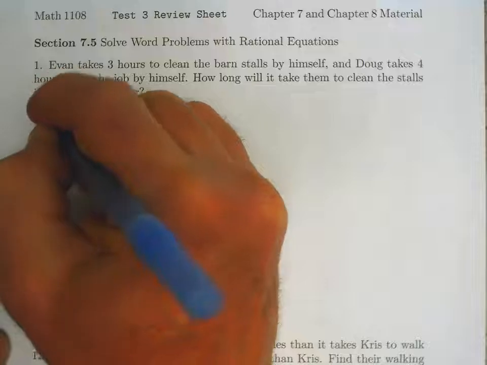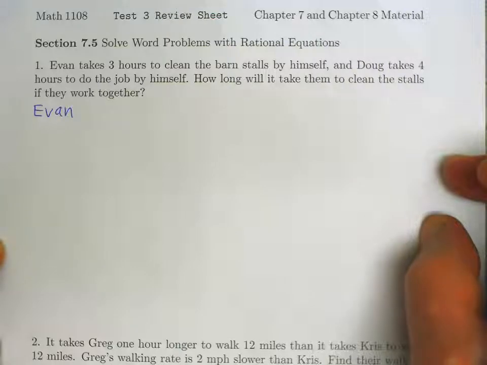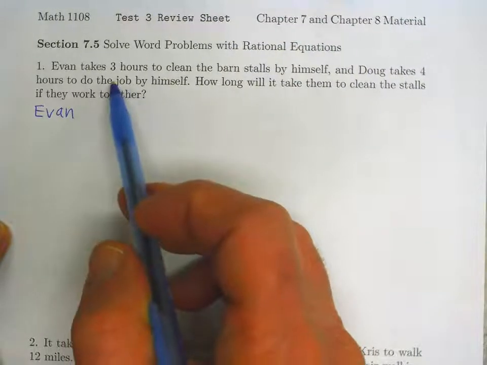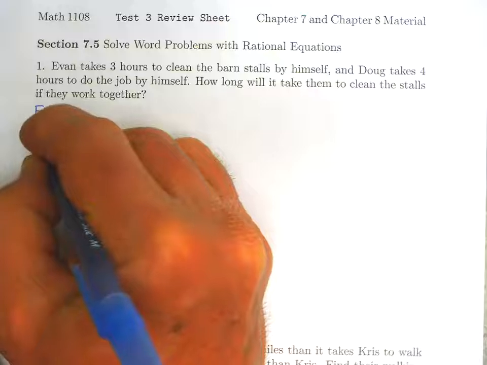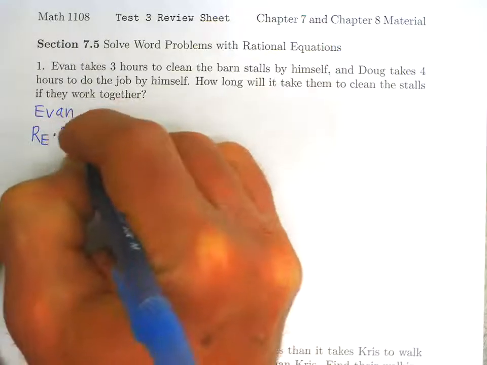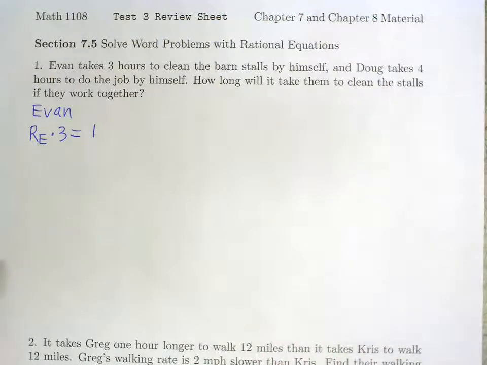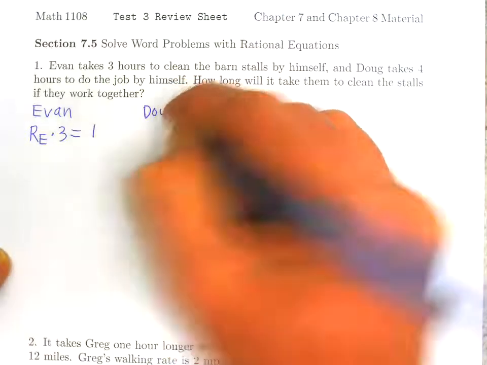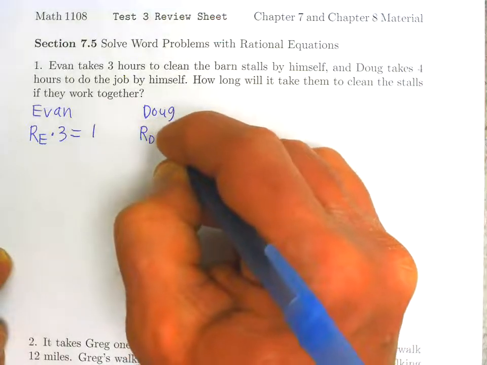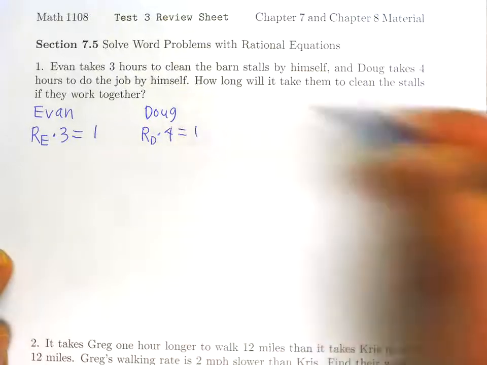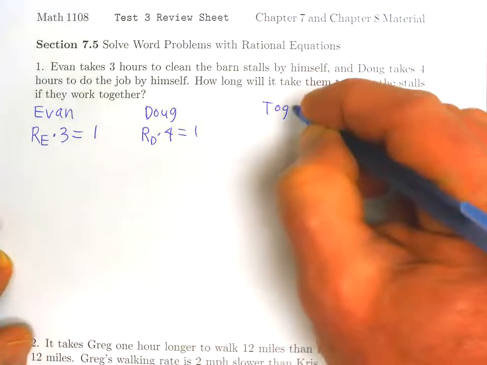Okay, so for Evan, we'll write down an equation of that form, rate times time equals 1. And we're told that Evan can do that job, one job, in 3 hours. So Evan works at a certain rate, and in 3 hours, he completes one job, rate times time equals 1. Then we're also told how long it would take Doug by himself. So Doug works at a certain rate, and in 4 hours, he completes the job, one job. We're supposed to find how long it takes when they work together.